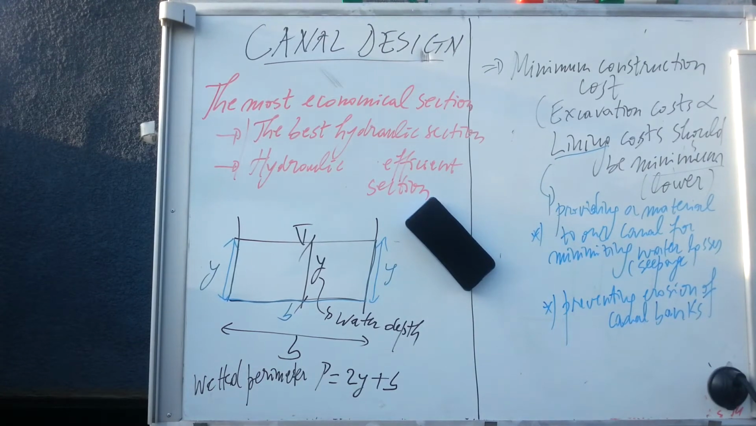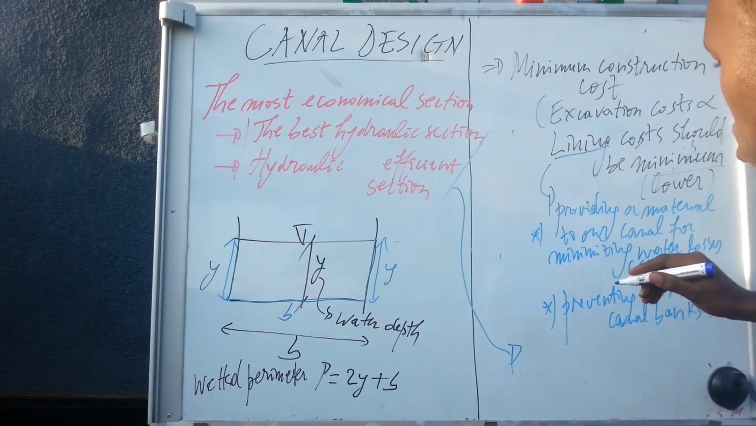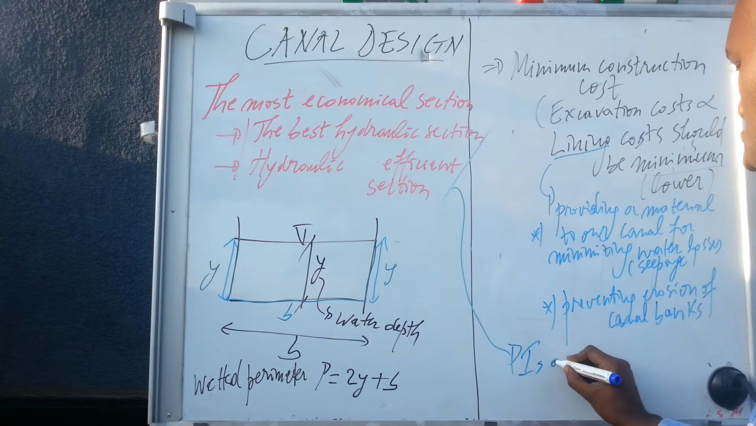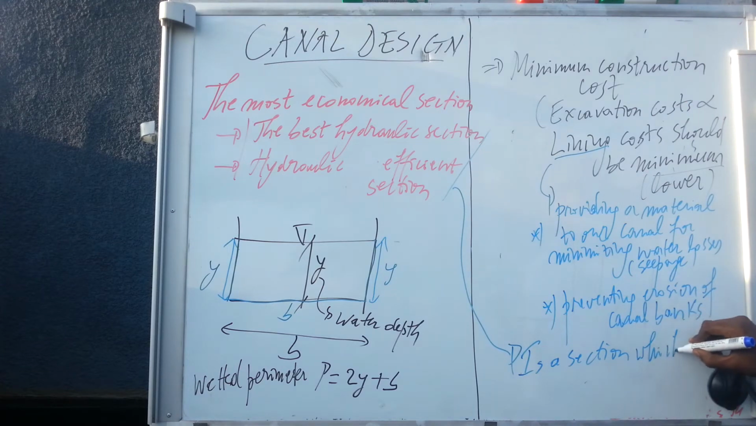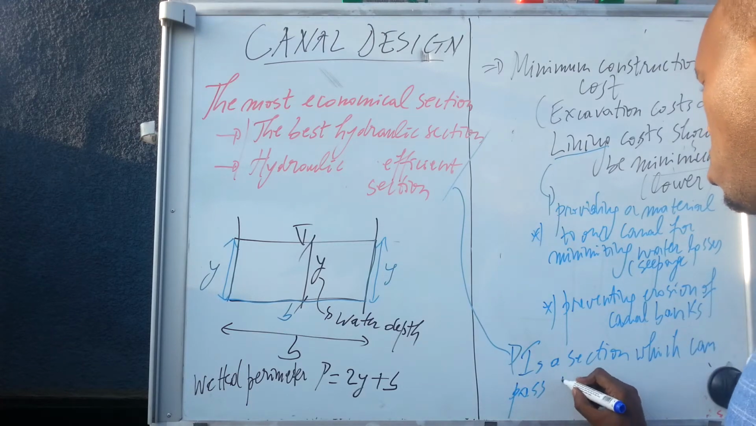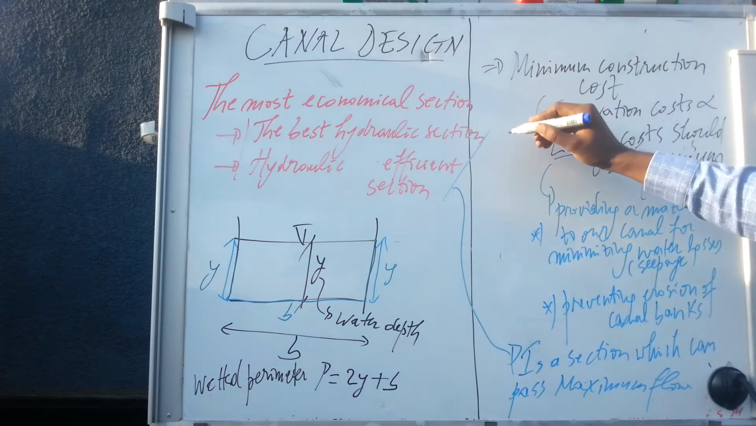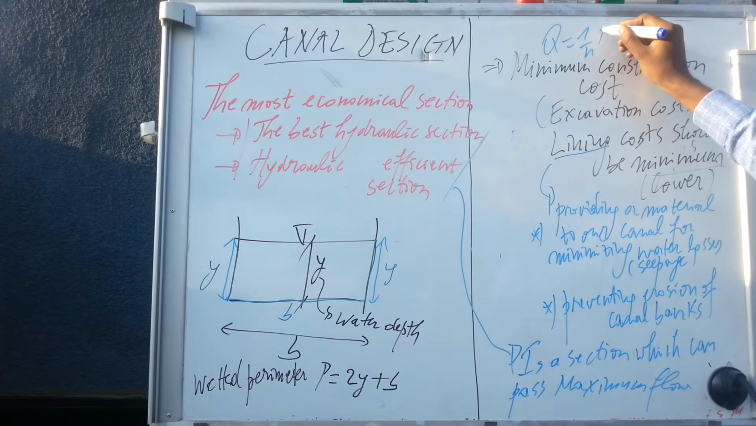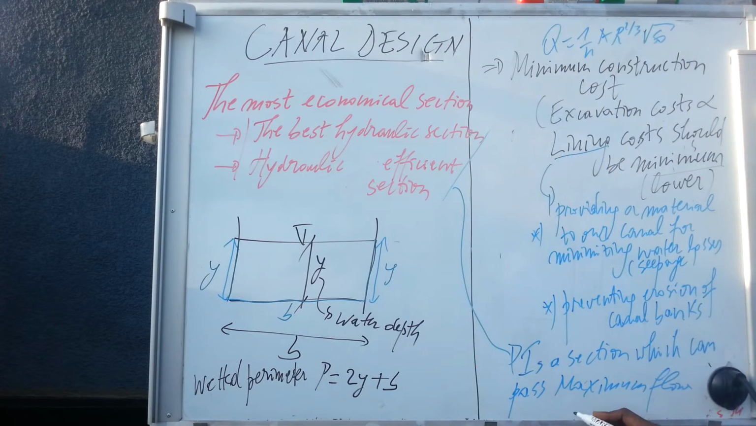But before seeing the condition, we can say also that when we talk about the best hydraulic section or the hydraulic efficient section, it means a section of a canal which can pass maximum discharge, maximum flow. We have seen that to pass the maximum flow, the wetted perimeter should be minimum in order to have a maximum flow.